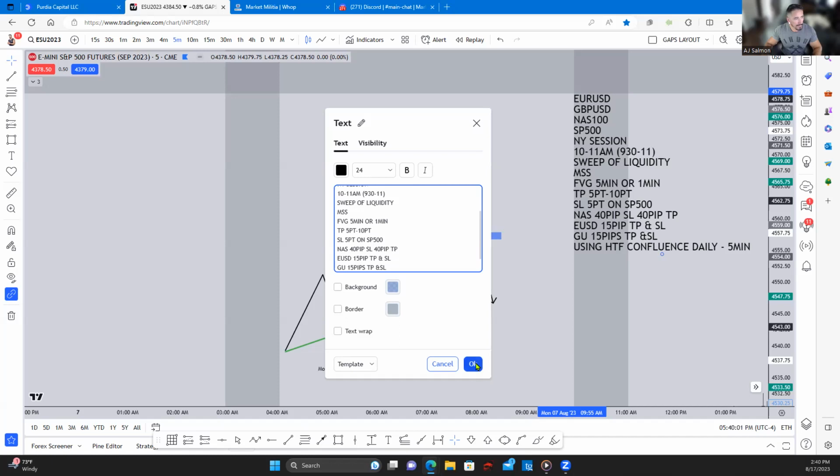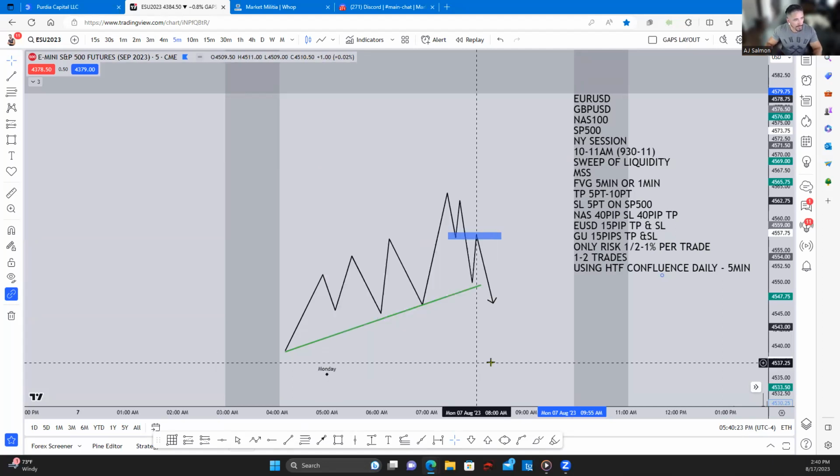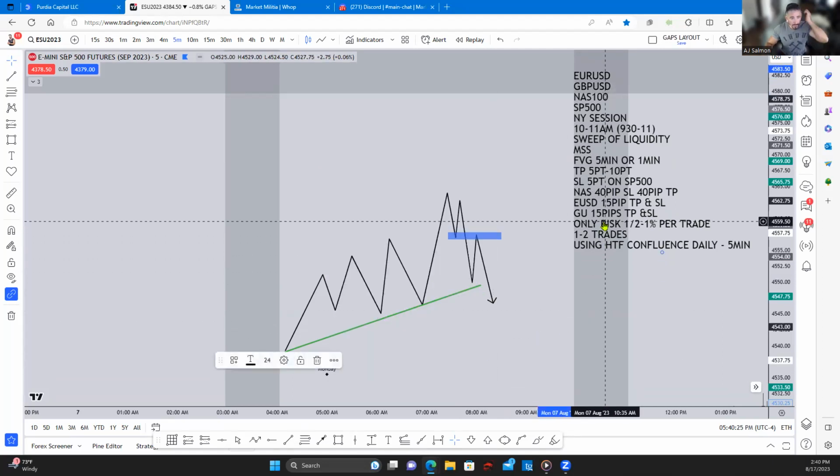Okay, only risk half to 1% per trade. Okay, 1 to 2 trades max. Okay, if you take 2 losses, be done. If you win 1, be done.